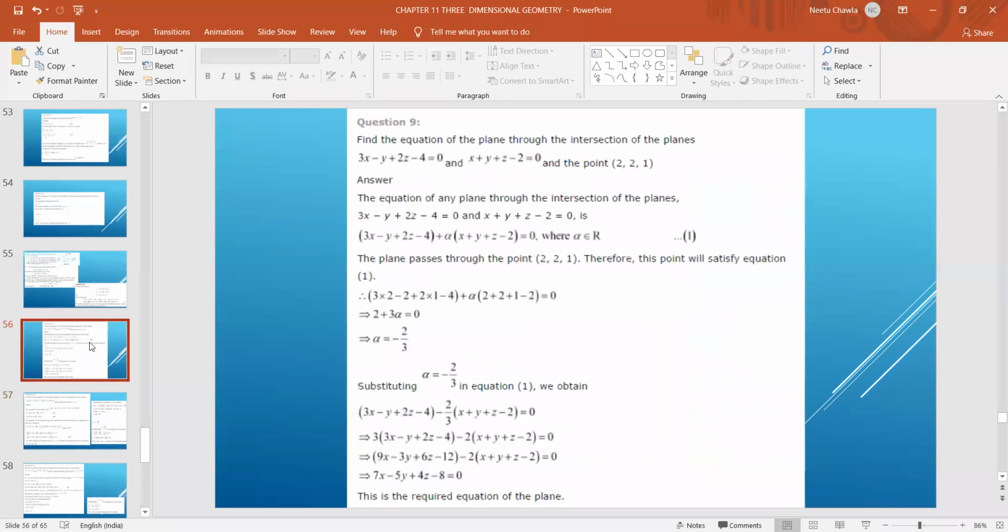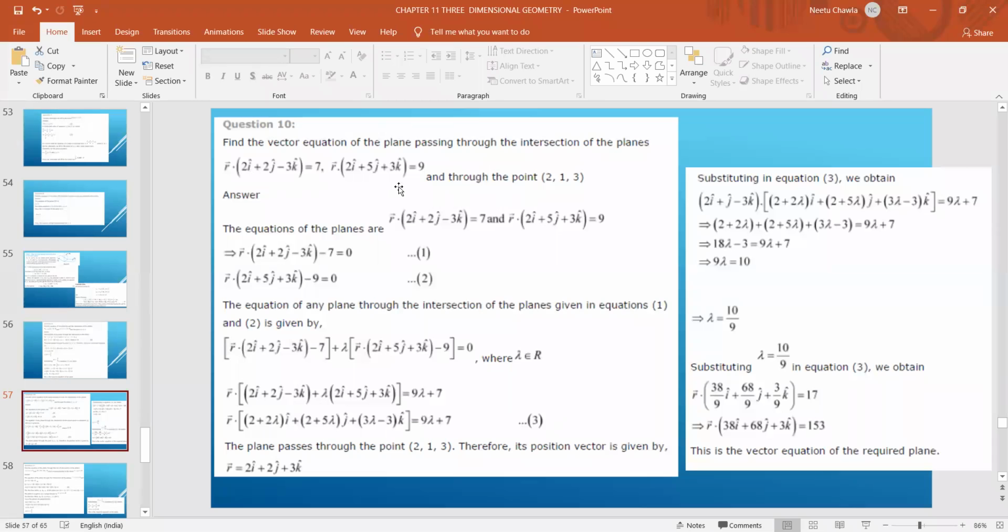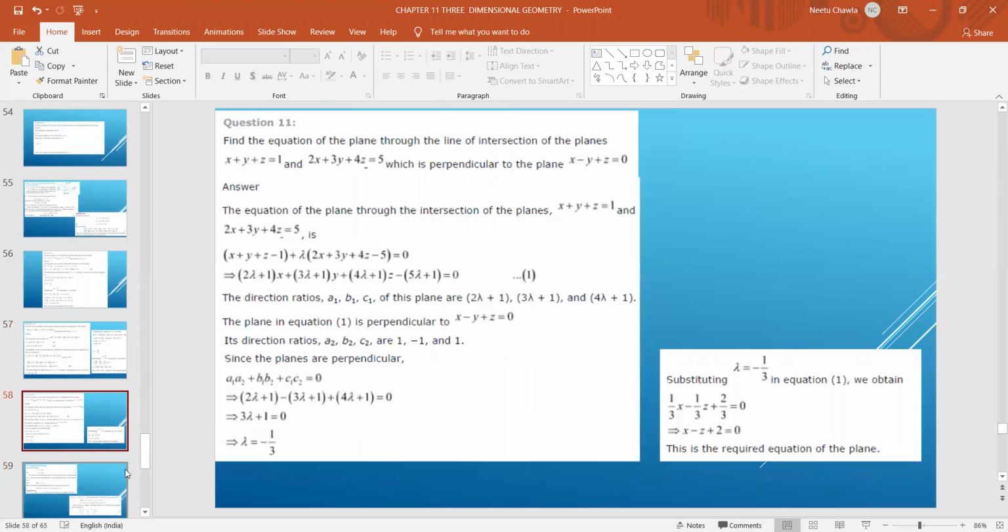Like in the previous question, it was given in the Cartesian form. We found the answer in the Cartesian form. Here the question is given in the vector form. We found the answer in the vector form. Nothing they had mentioned here. Moving to the next question.